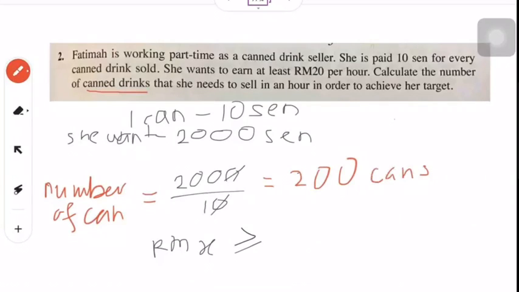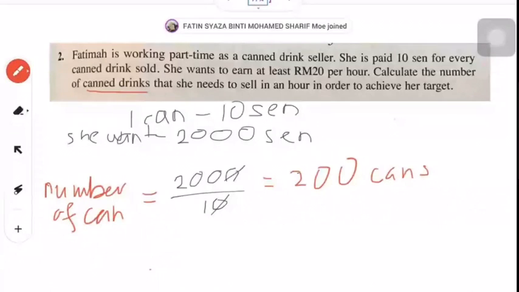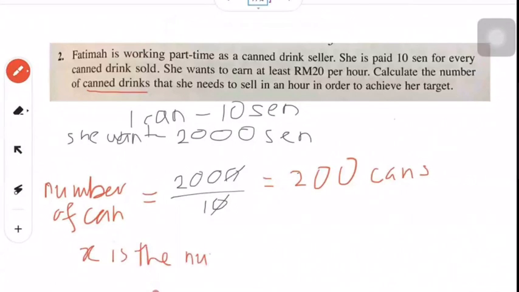So, yang ni, yang bawah ni. Betul tak ni RM? No teacher. Bukanlah kan? Bukan RM lah. It's not about ringgit. It's about how many cans you have to sell. So, X is the number of cans lah. You kena tentukan dulu apa dia variable kamu. Yes, our variable is X, but what is X? X is the number of can. Okay.